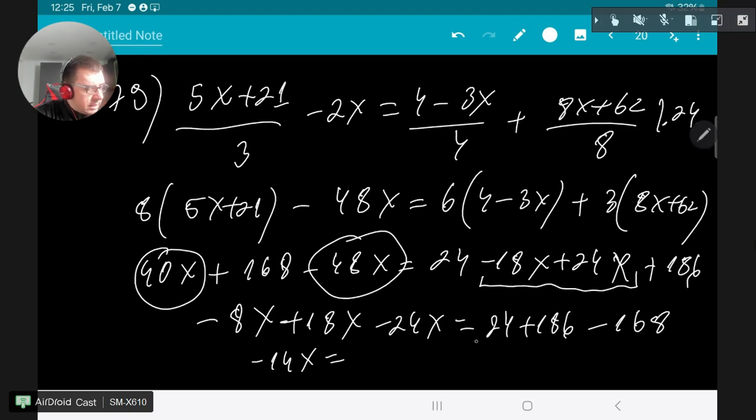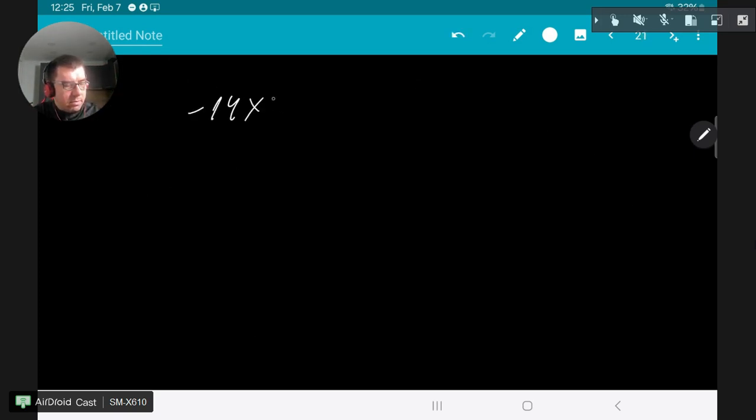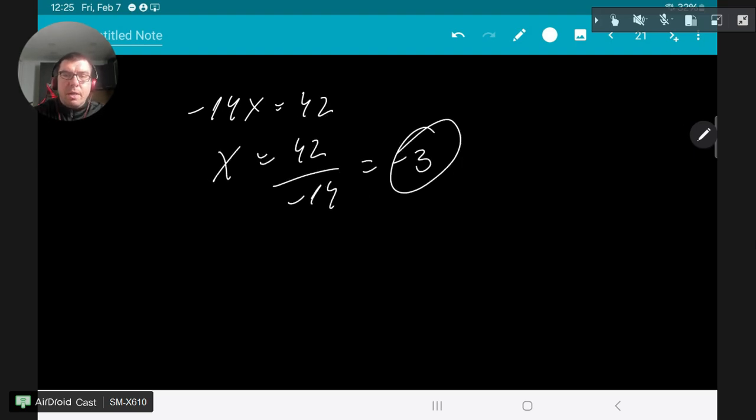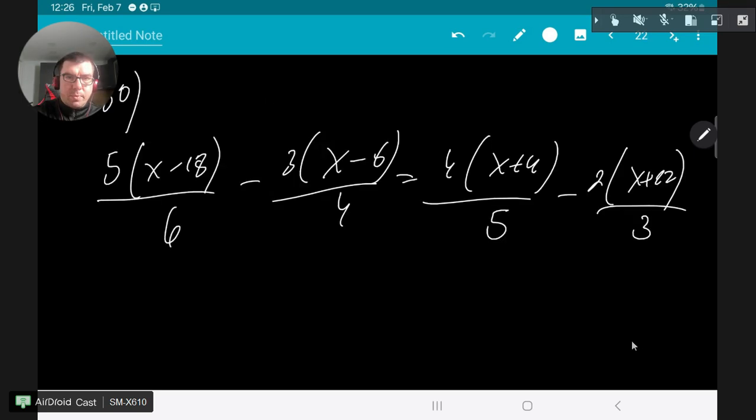Okay, let's just sum these two first. So this is 210 minus 168. So this is 42, right? 42. So minus 14x equals 42. x equals 42 over minus 14, which is minus 3. Okay, and that's the answer.